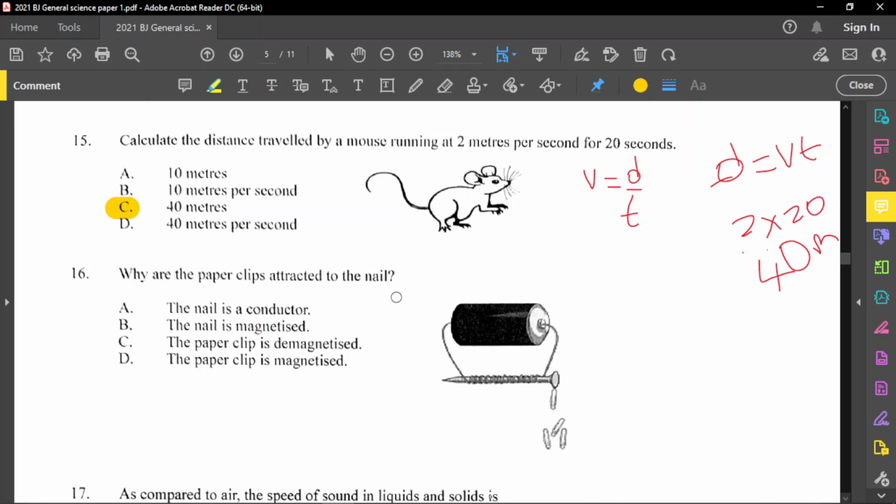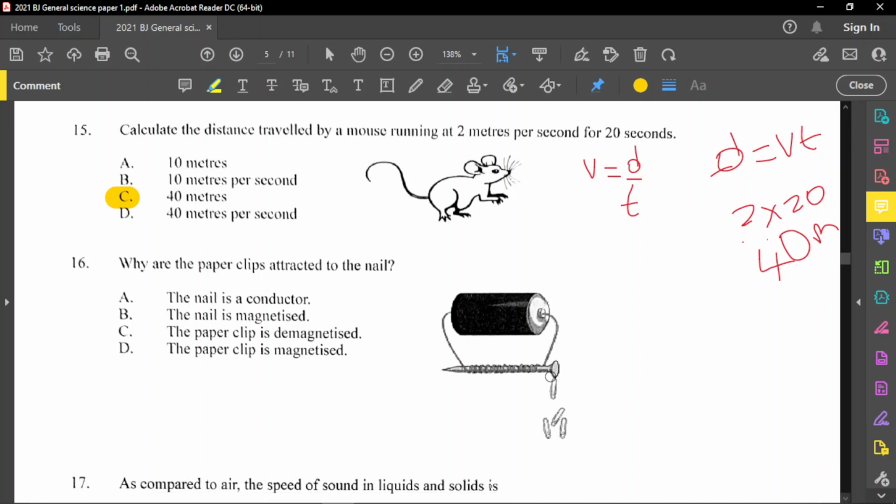Number 16. Well, number 16 is why are the paper clips attracted to the nail? So why are the paper clips able to attach themselves to this nail? And notice you have a battery here, and you have a wire wrapped around a nail, and this is what they call a simple electromagnet. It's a simple electromagnet. And so once you attach it to the battery, the nail will become magnetized and able to pick up the paper clip.